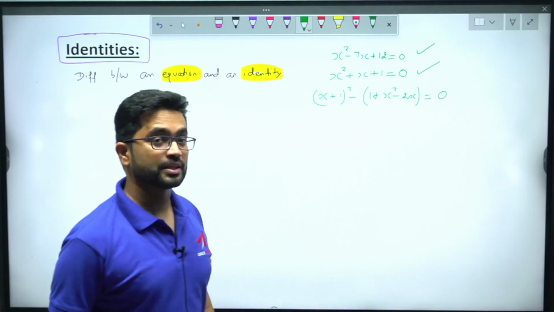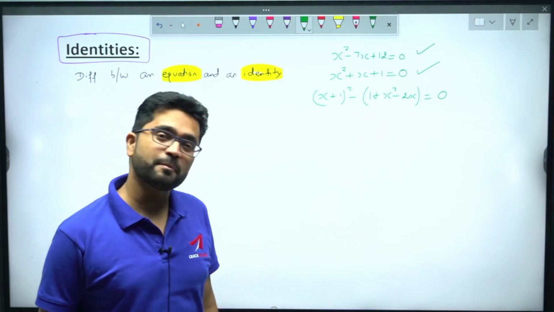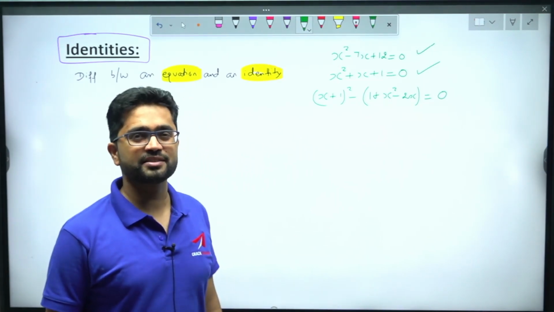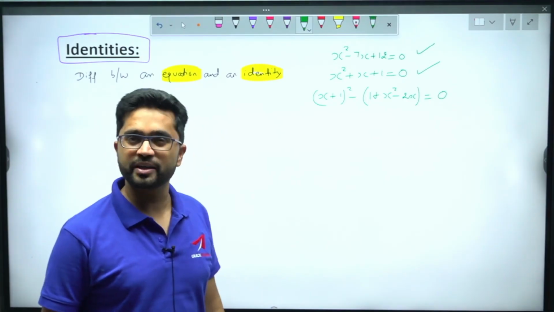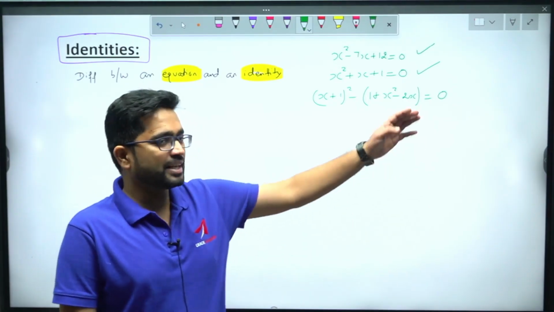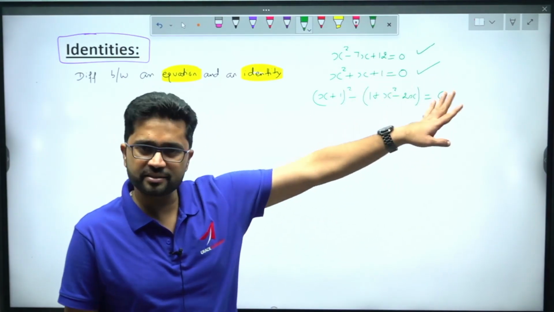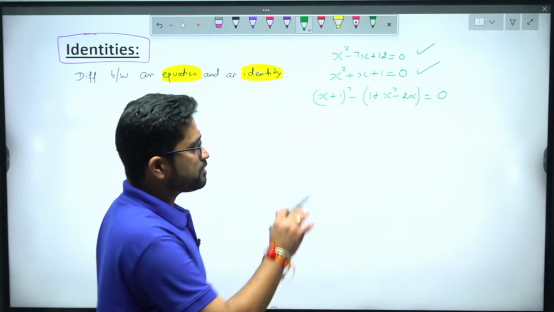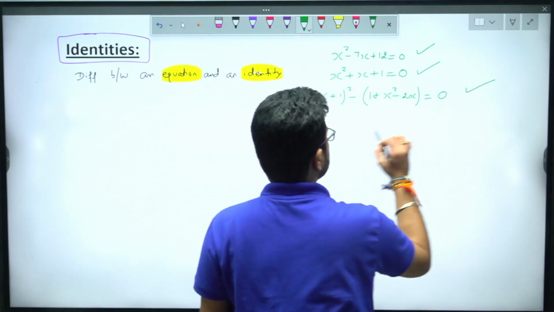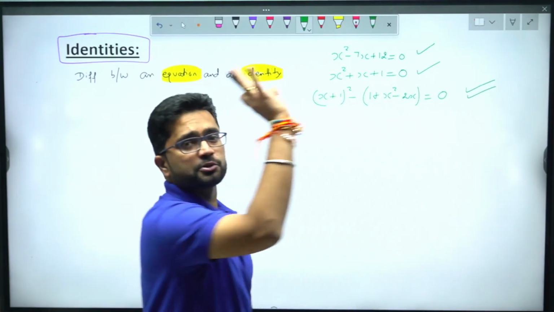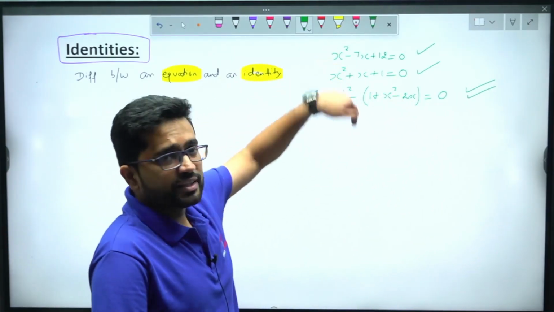Read this. It seems like an algebraic identity. (x + 1) whole square is x square plus 1 square plus 2 into 1 into x, like (a + b) whole square. But I have written everything to one side. You can go to the right hand side, no issue with that. But if you closely look at this data, this is valid for all values of x. The first one is true for two values.